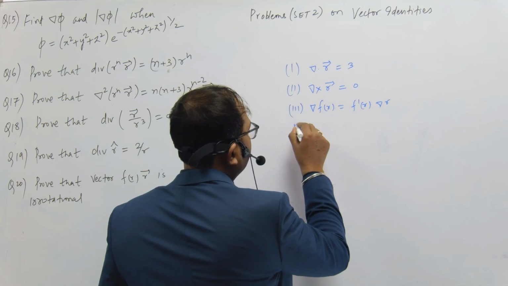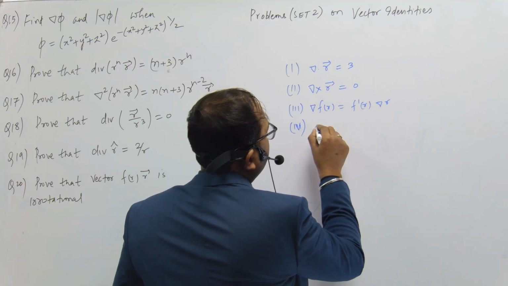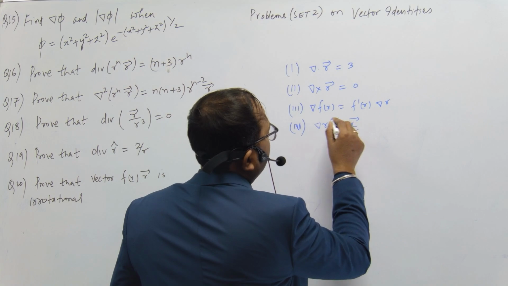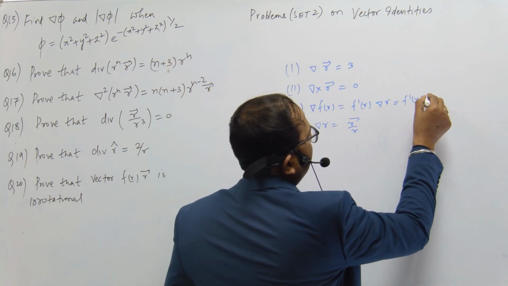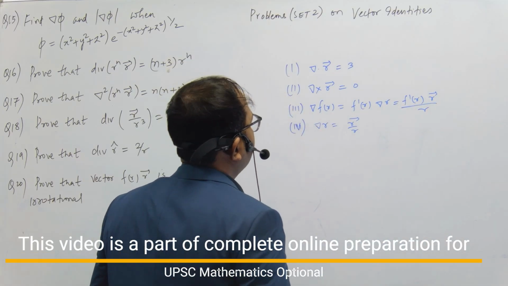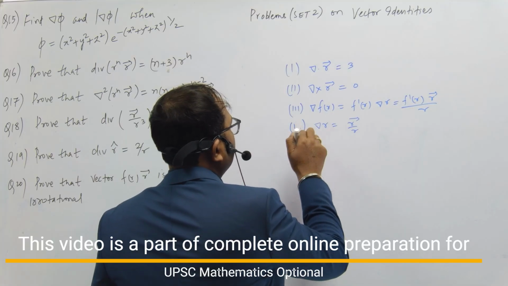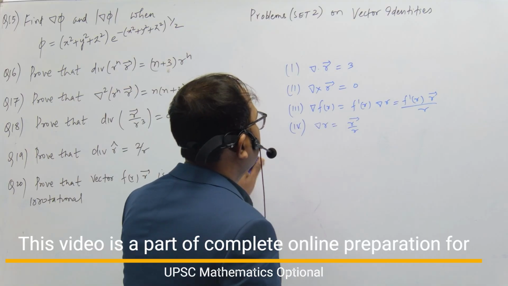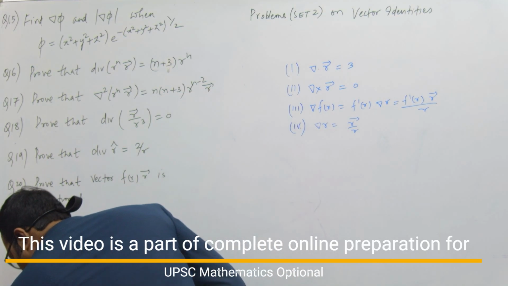Fourth, we have gradient of r, that is del of r, is equal to r vector upon r. So we can write this as f dash r vector upon r. These are important results that we have to take into consideration while solving such types of questions. Let us write down here for the ease of understanding.